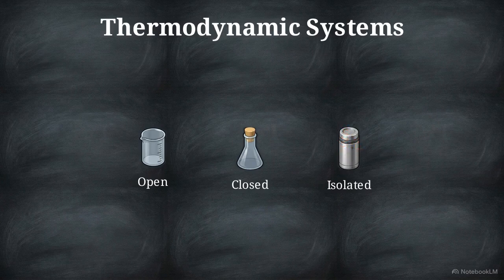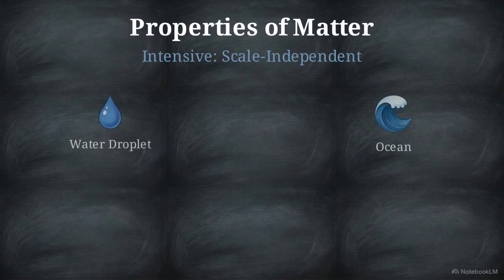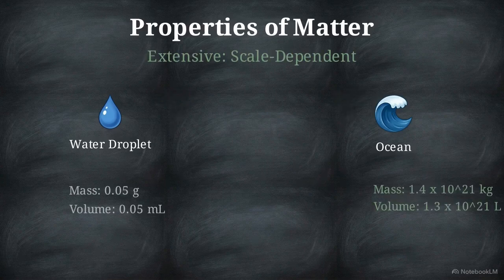Within those boundaries, we measure two types of properties. Intensive properties, like temperature, pressure, or density, are independent of the system's size. A single water droplet and a massive ocean can both sit at exactly 25 degrees Celsius. Extensive properties, however, depend entirely on the amount of matter present, meaning the ocean's total mass and volume will be drastically larger than the droplet's.